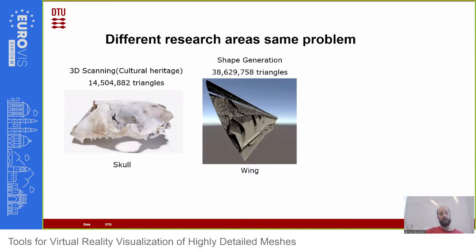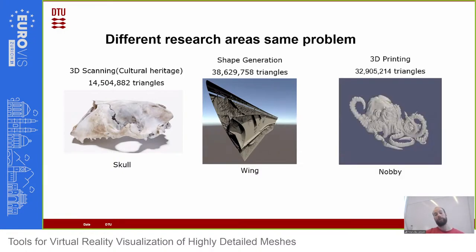Another research area is shape generation, where in this experiment we use a wing that has been finite element modeled and is quite large, and the largest model in our data set. And then we look at 3D printing, where it's interesting to inspect our models before they get printed and see if they look exactly how we want, because some of these 3D prints take a lot of time. And in this data set, we use an octopus called Nobby. And as we can see here, we have three models. None of them have 850 million triangles. So we're nowhere near the Van Gogh painting, but we still managed to push the systems for performance.